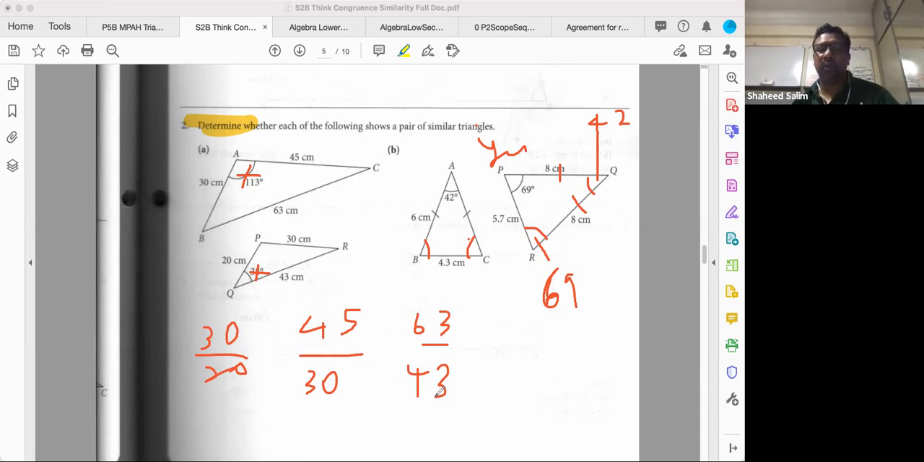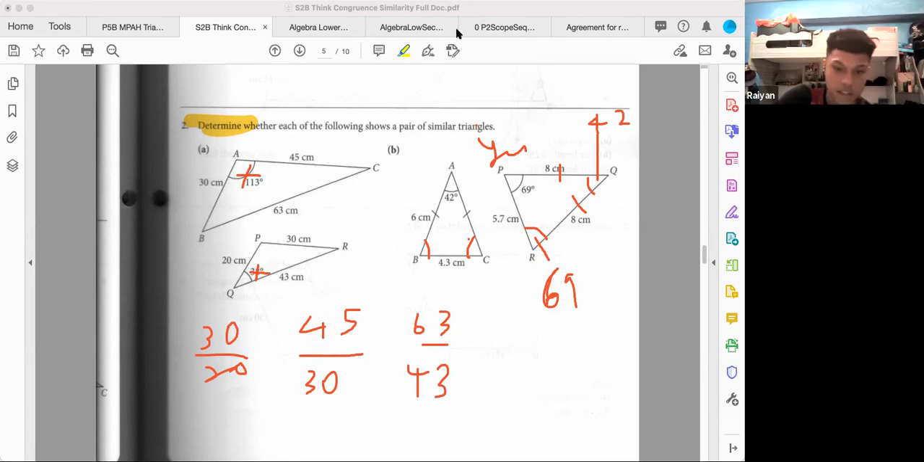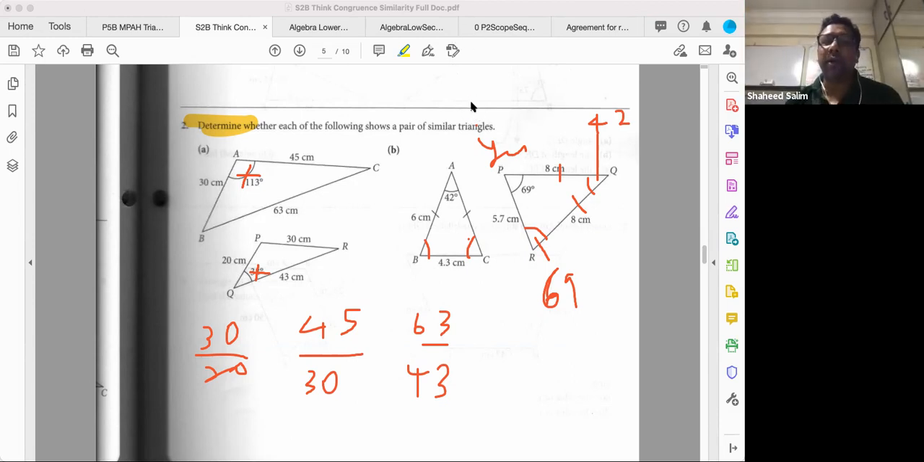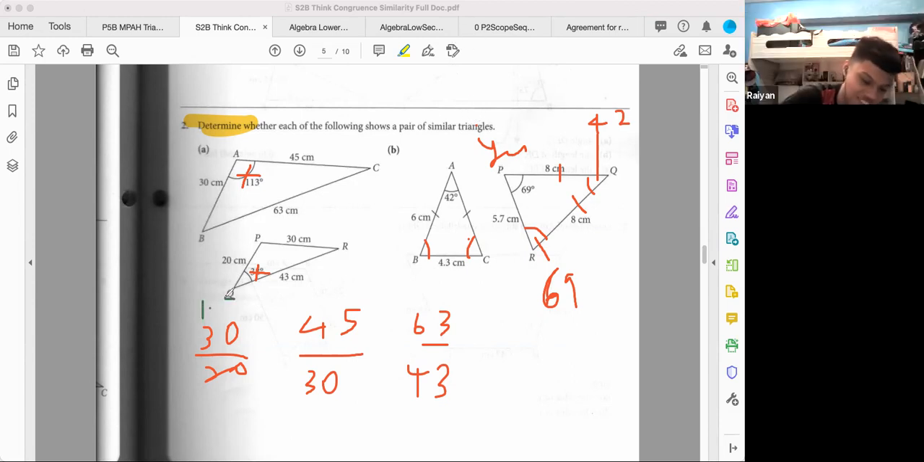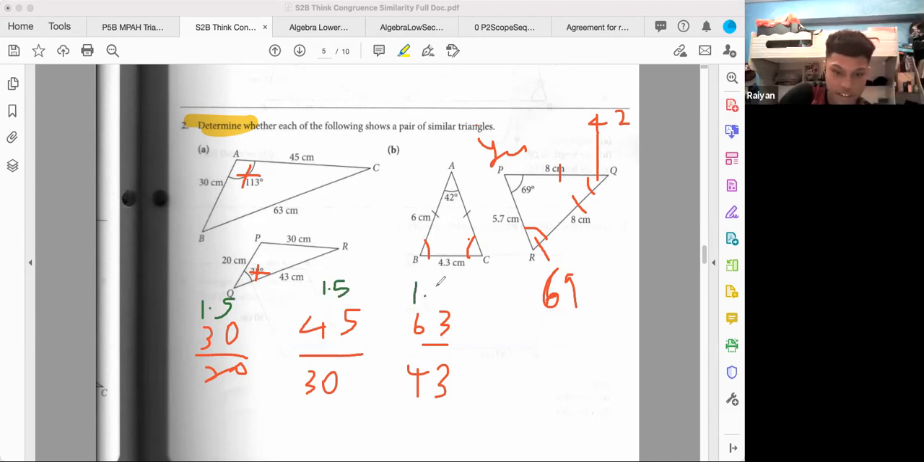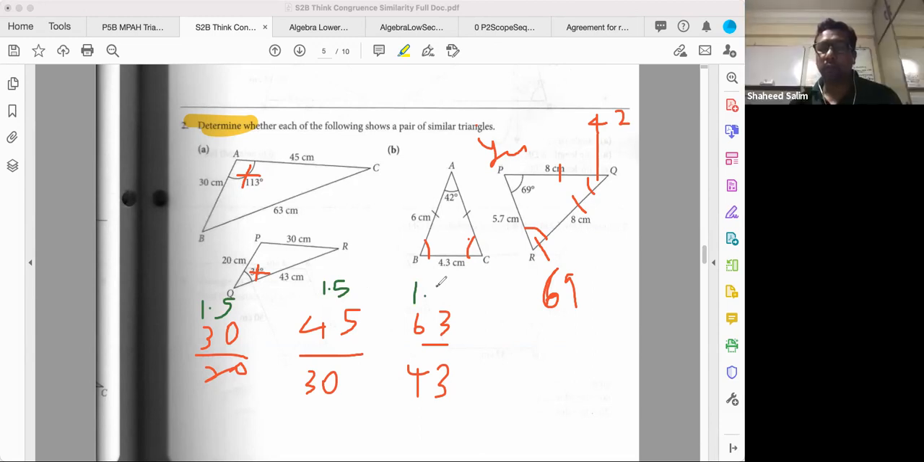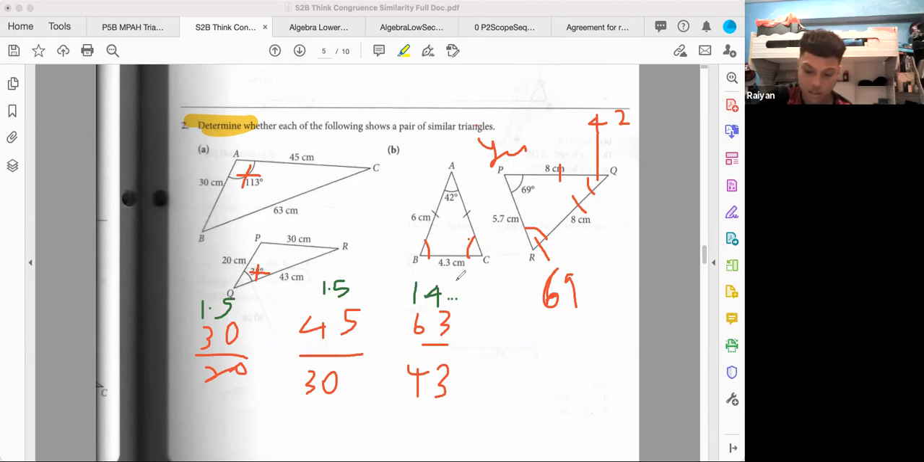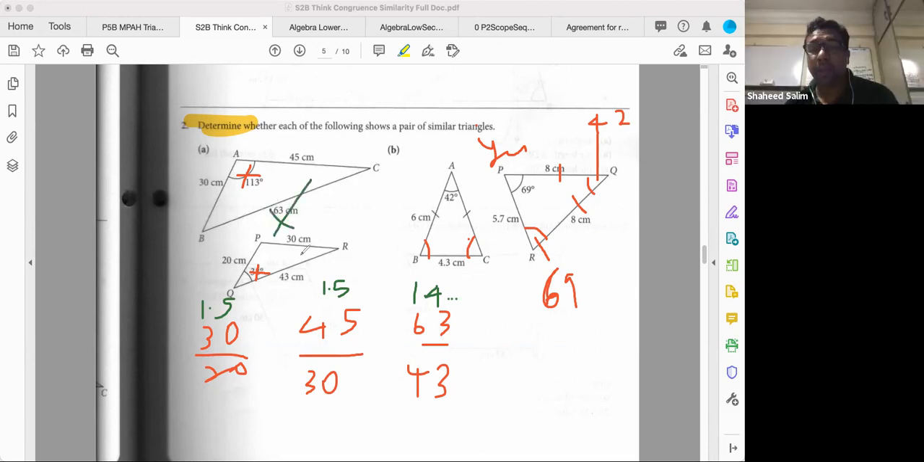30 divided by 20, oh, 1.5, sorry. So 1.5 down here. 45 divided by 30, 1.5. 63 divided by 43, 1.4 something. So can you see now this one down here? These two are the same, this one not the same, so it's not similar. It may look similar. If it's similar, when you take the longer divided by shorter, for all the sides must be the same.